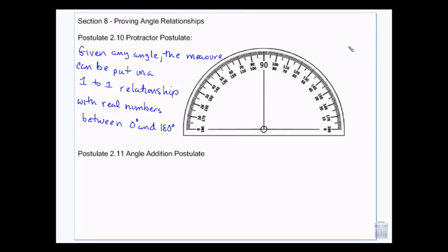Protractor postulate is like the ruler postulate for segments. With segments you can measure the segment in a one-to-one correspondence with numbers, basically on a ruler. And here, if you have an angle, you can find the measure between 0 and 180. Basically what these say is that angles can be measured, and that it'll be between 0 and 180.